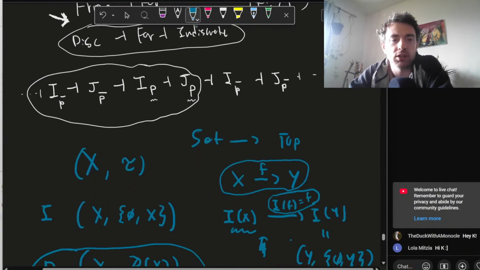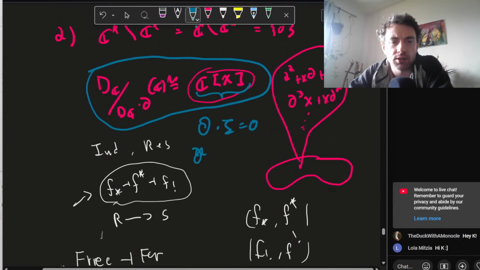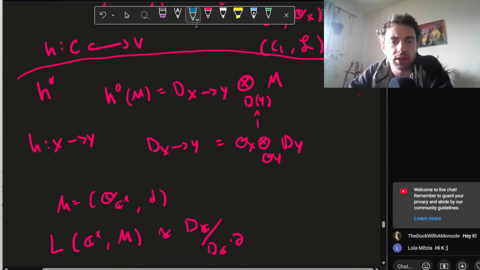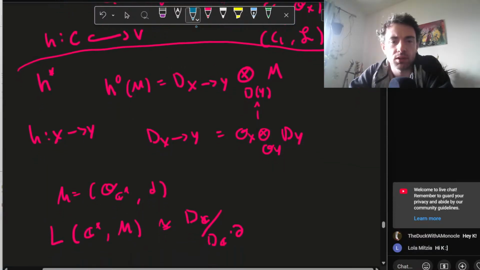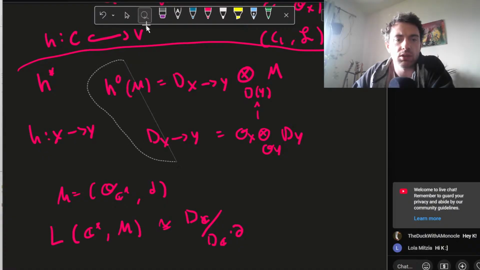Okay, so now we need to write down... Did I start writing? I thought I wrote down the transfer D module. Oh, I did. Yeah. Okay, so we need all of this.